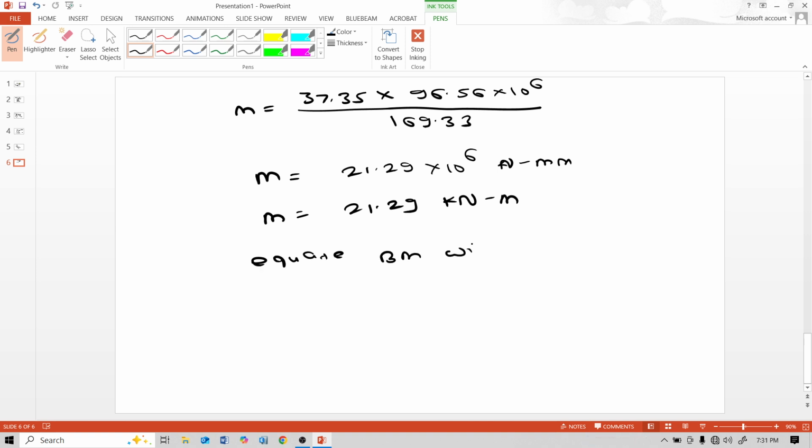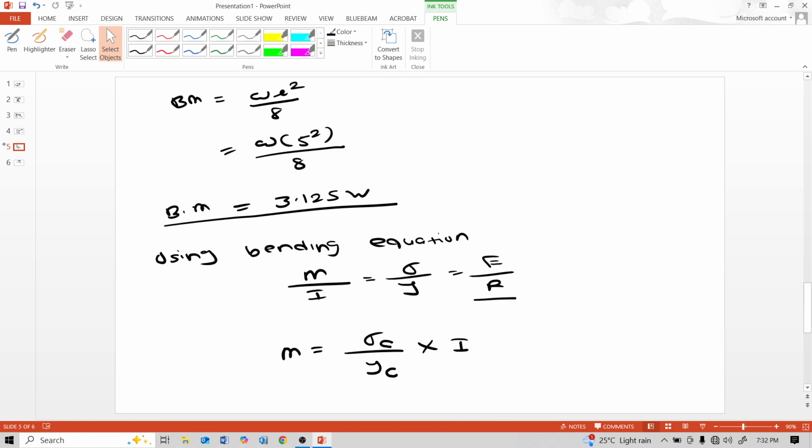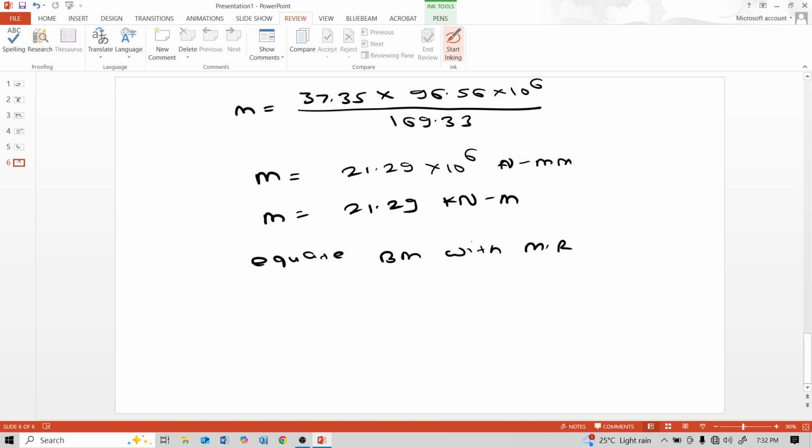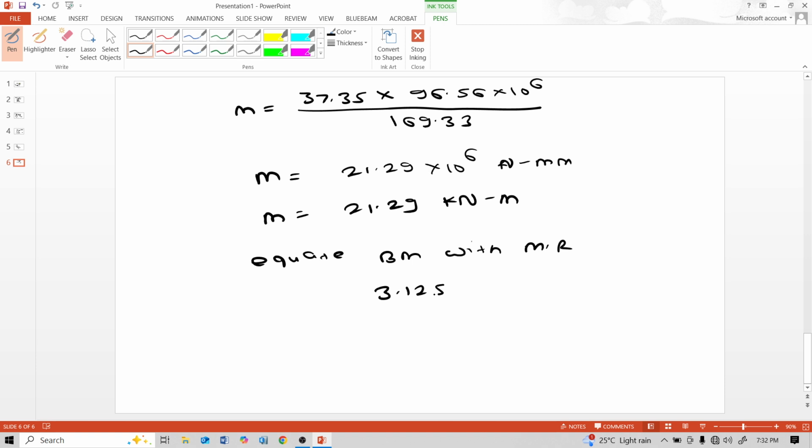So equate bending moment with M, that means moment of resistance. Bending moment is this 3.125 W equal to moment of resistance 21.29. So W is equal to 21.29 divided by 3.125, which is 6.81 kilonewton per meter. So this is the uniformly distributed load, 6.81 kilonewton per meter.